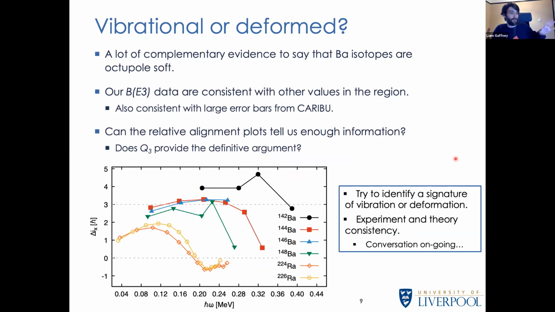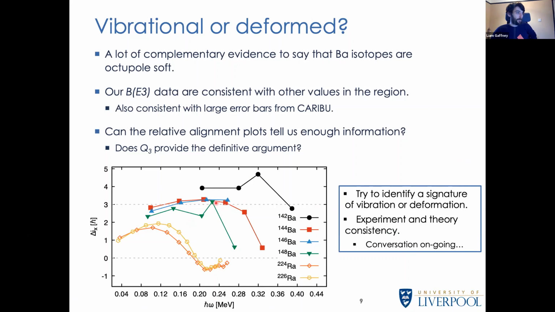So this was a bit, I'll skip this, but this was just a comment I added after Peter's talk, where there was the discussion about these alignments. You can see clearly that all of the barium nuclei don't really behave like the radium nuclei in terms of the alignments. They all still tend to be around an alignment of 3 units of angular momentum.